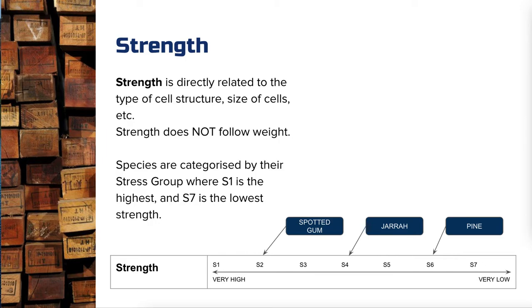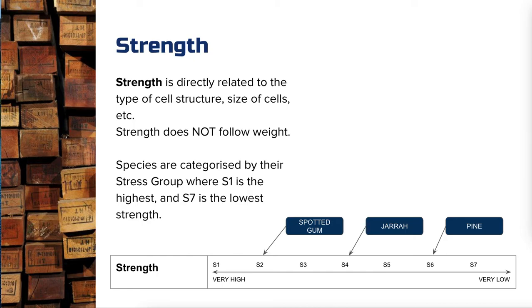And when we're thinking about this, we need to remember that the weight of the timber is not linked to the strength. There are very, very strong timbers that are not heavy, and there are very heavy timbers that are not necessarily strong. So it's not a direct comparison there. Strength is actually related to the type of cells, the structure of them, the size of them, and those sorts of things. So even within species, there will be variations.